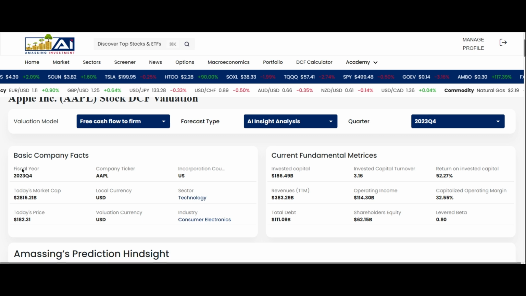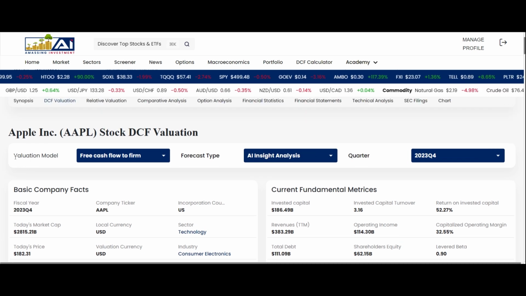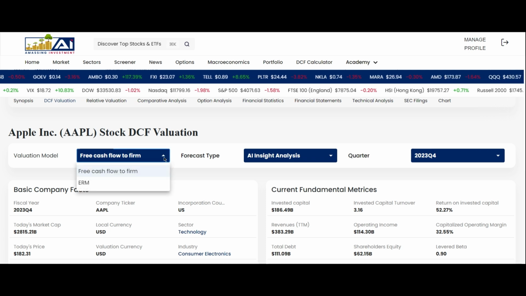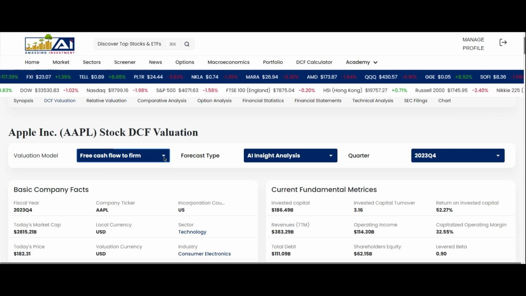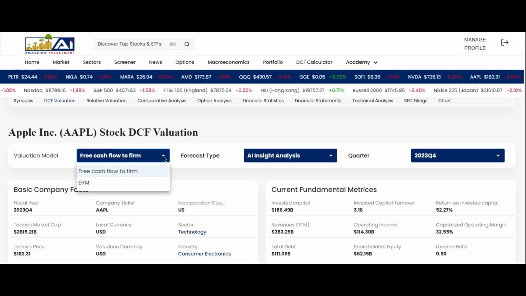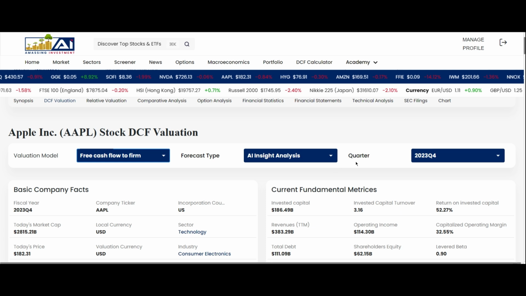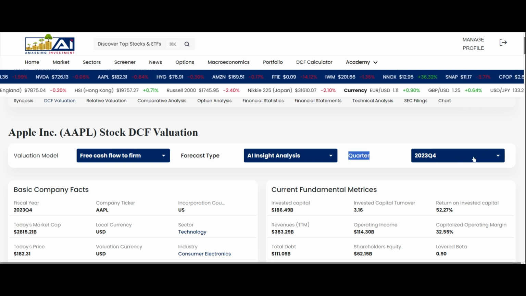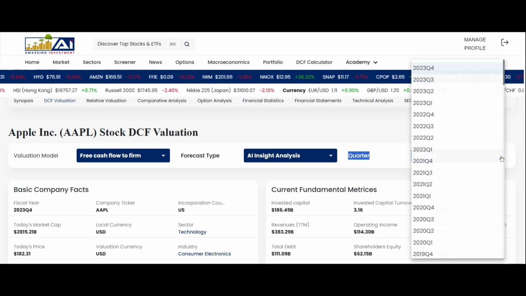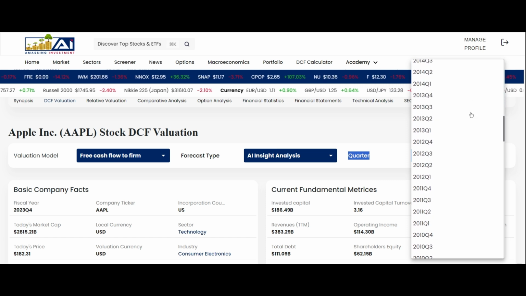Feeling confused? Don't worry, we've got you covered here at Amassing Investment. At the outset, you're presented with a choice between two DCF models, the free cash flow to firm and the excess return model. These models provide a foundation for our valuation, catering to different aspects of Apple's financial health. You can also select the valuation quarter, with options ranging from the current quarter to historical data, offering a comprehensive view of Apple's valuation over time.